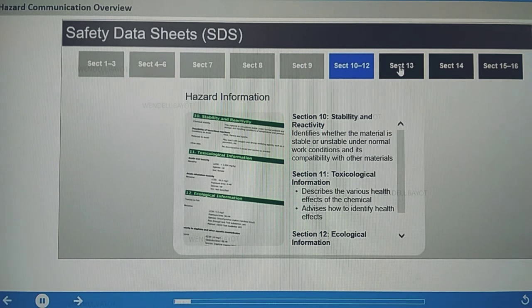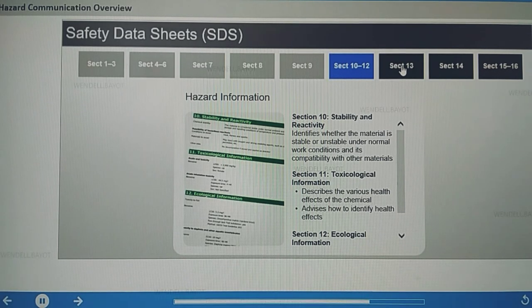Section 10 identifies whether the material is stable or unstable under normal work conditions and its compatibility with other materials. Section 11 describes the various health effects of the chemical and advises how to identify those effects. Section 12 provides important information in case of a spill that could affect the environment.